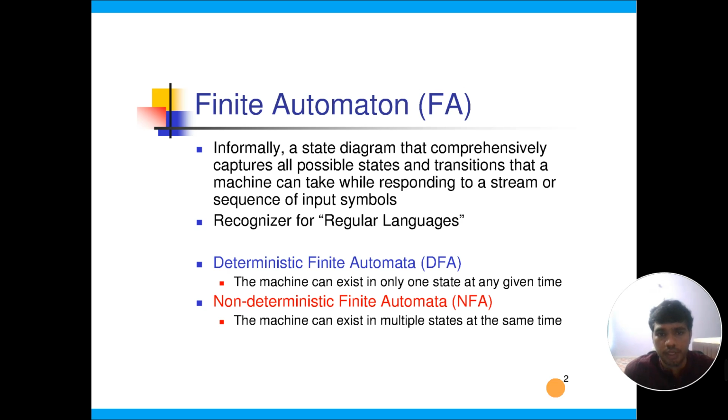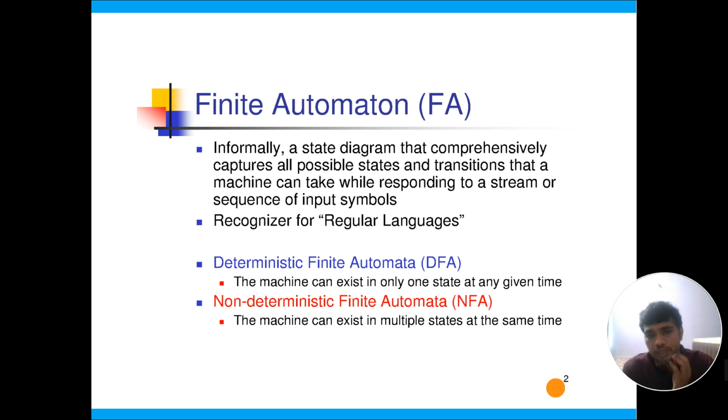A finite automata is also known as a recognizer for regular languages. Let's take a language L. It is called a regular language if it is accepted by a finite automata. There are two types of finite automata. One is deterministic finite automata and the other is non-deterministic finite automata.